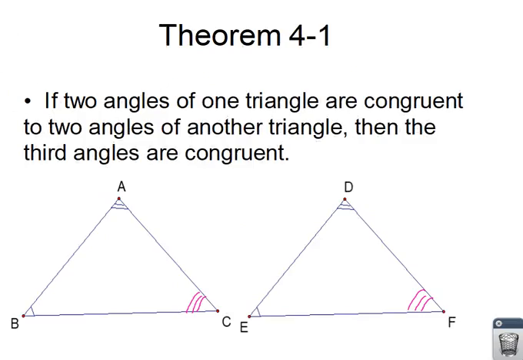All right, so our first theorem, it says if two angles of one triangle are congruent to two angles of another triangle, then the third angles are congruent. So in our picture, angle B is congruent to angle E, and angle A is congruent to angle D. That means the angle C has to be the same as angle F just by default, because if we plug numbers into this, it would work, and it would just make those congruent. Okay, so this is automatic.